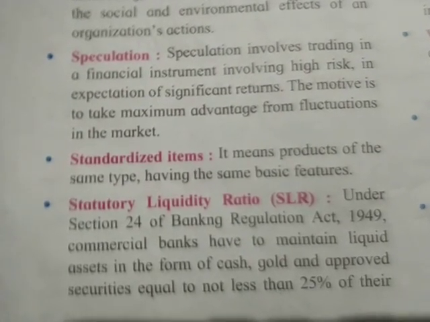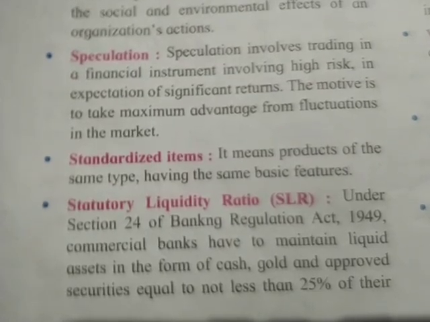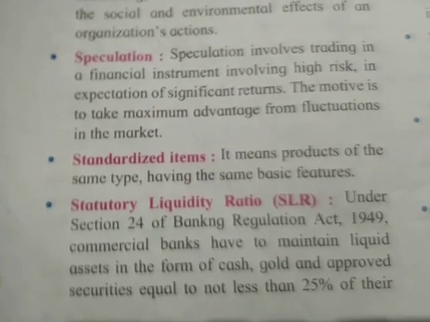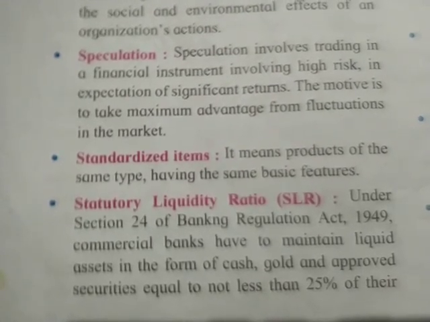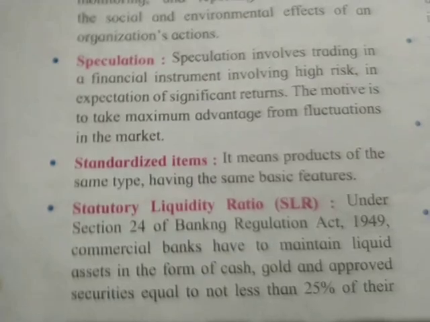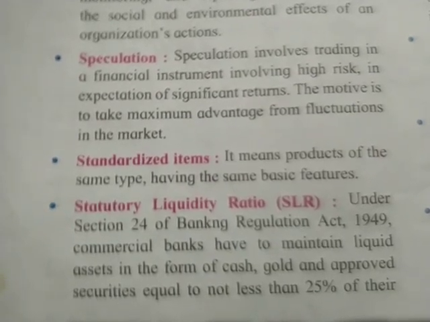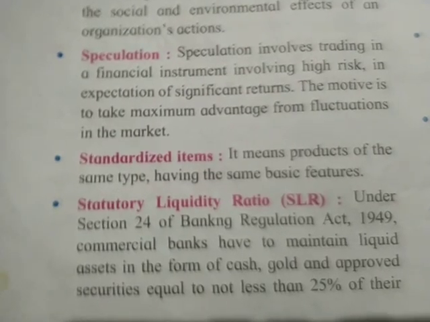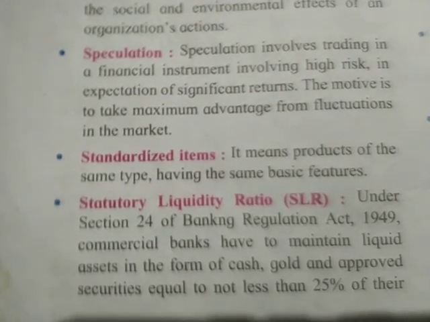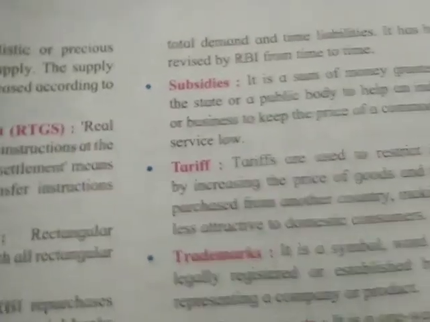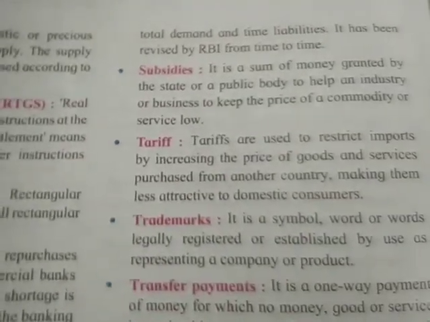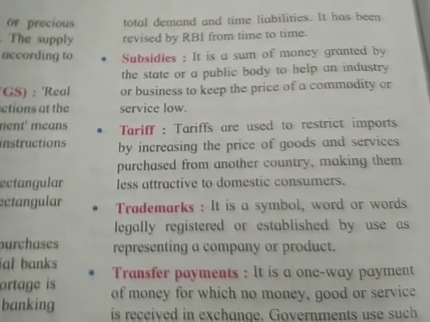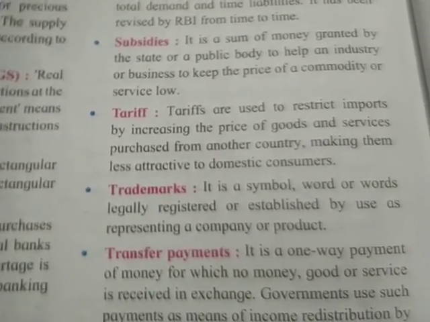Statutory liquidity ratio. Under Section 24 of Banking Regulation Act 1949, commercial banks have to maintain liquid assets in the form of cash, gold, and approved securities equal to not less than 25% of their total demand and time liabilities. It has been revised by RBI from time to time.